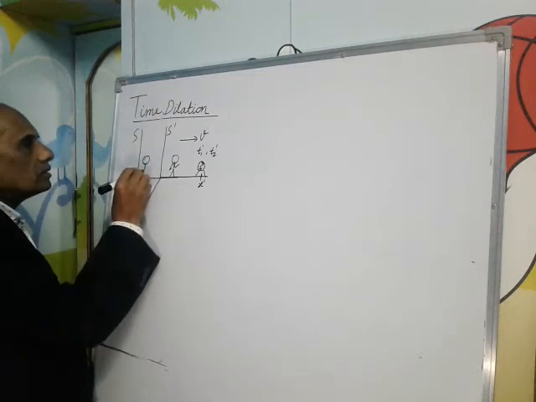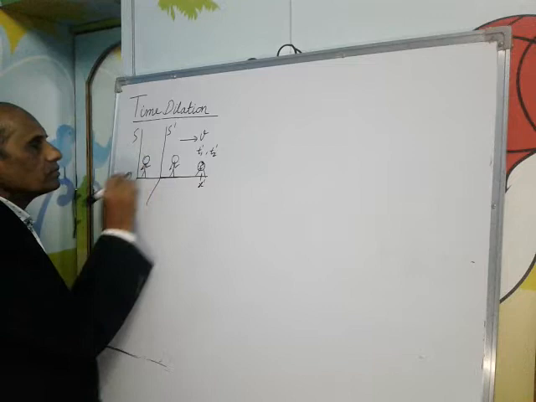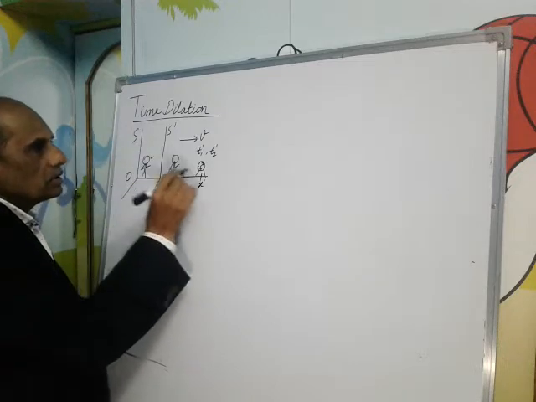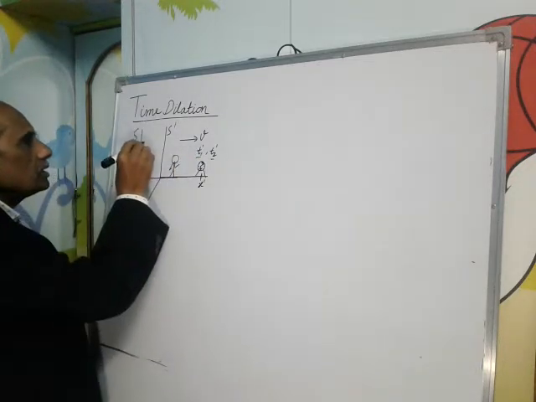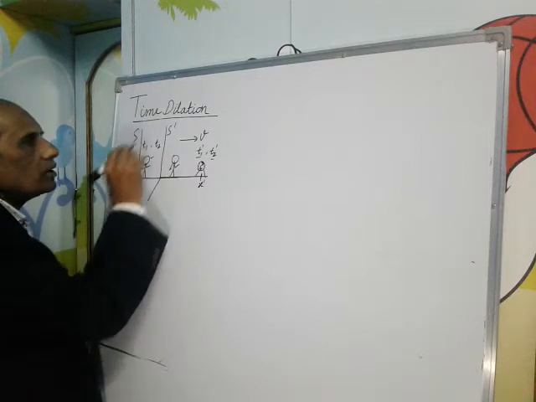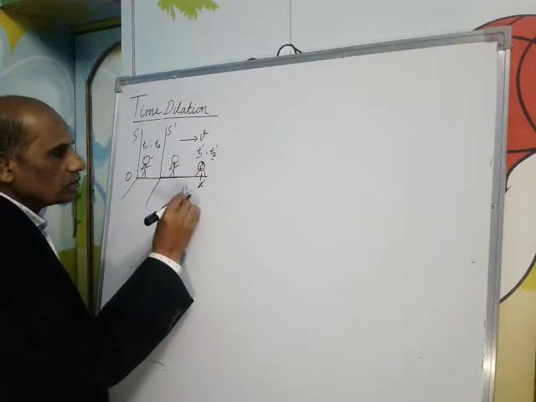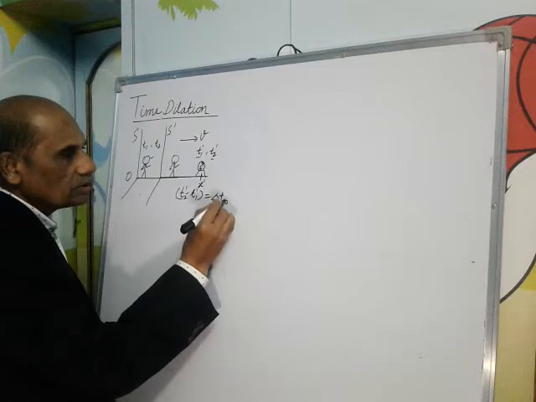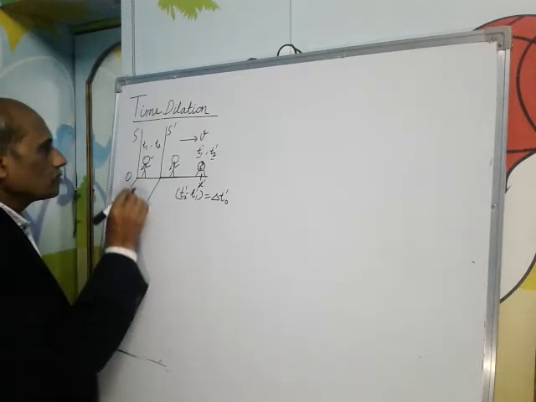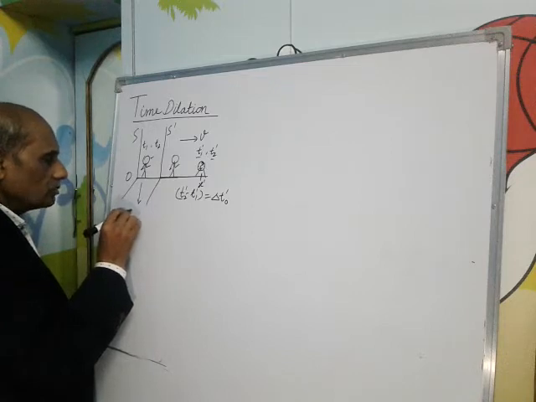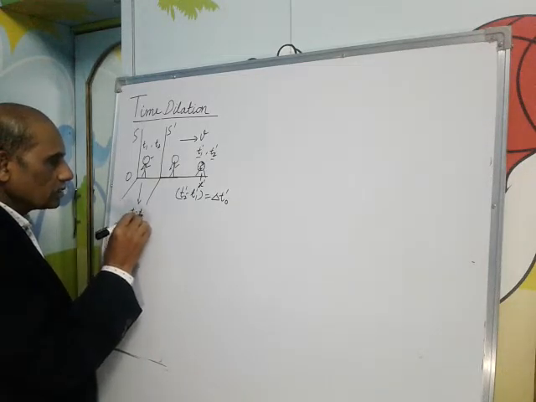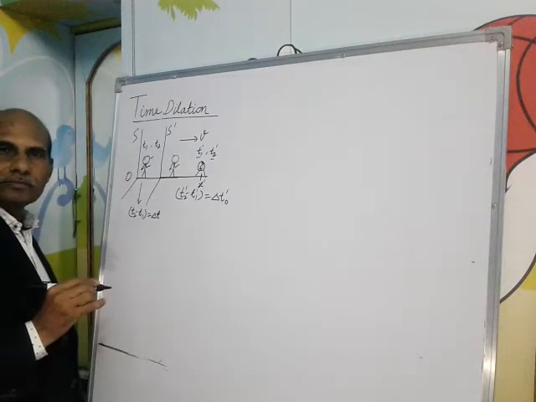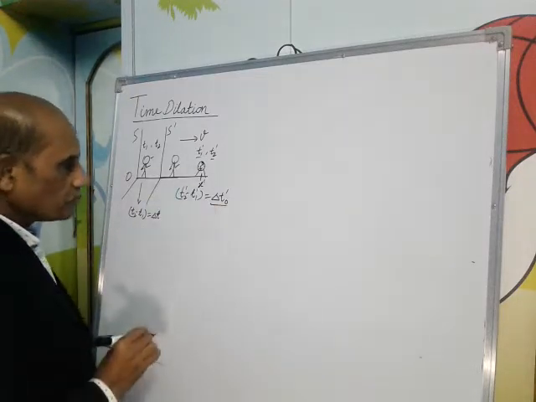Another observer in this reference frame measures the time by his own watch of these two events, and say that time is t1 and t2. So t2 dash minus t1 dash is equal to delta t0 dash, the proper time. And the time measured by this observer, t2 minus t1, is delta t. This is the improper time that we have to determine, and this one is the proper time.